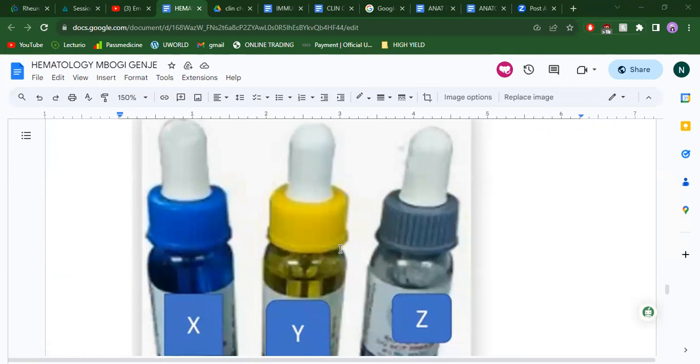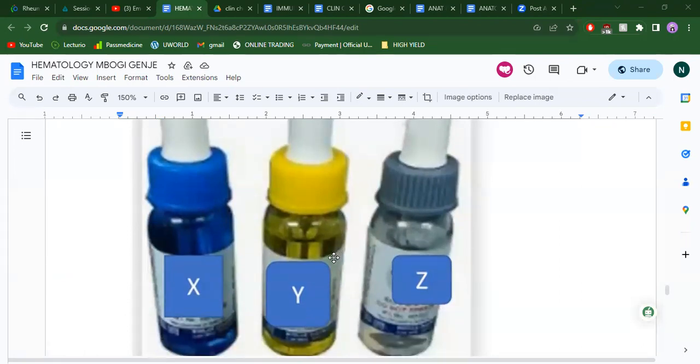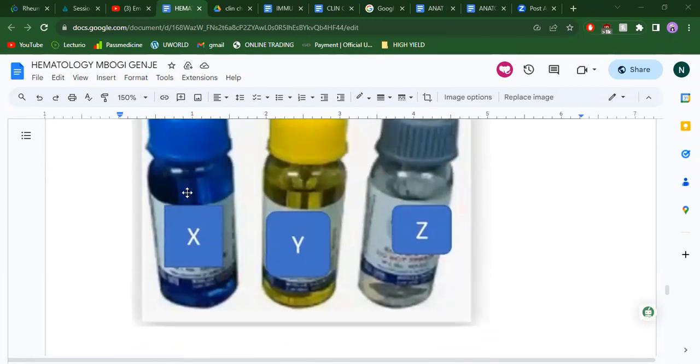Yeah. So what are these? X, Y, Z. Yes, they are reagents, but what are these? Anti-A, okay. So yes, this is anti-A. Y, what is Y? Anti-D, you know. This is anti-D, and then this is anti-B. So A, B, D. Color code: blue is A, yellow is B, anti-D is the colorless one.